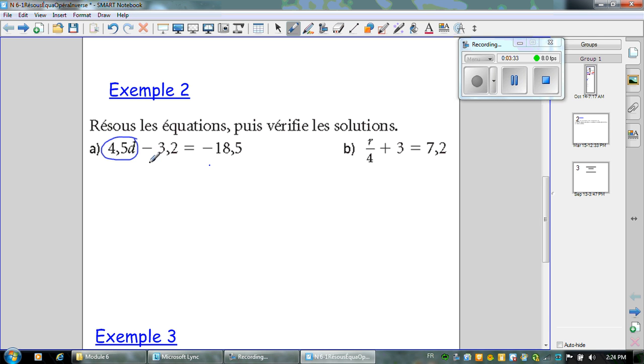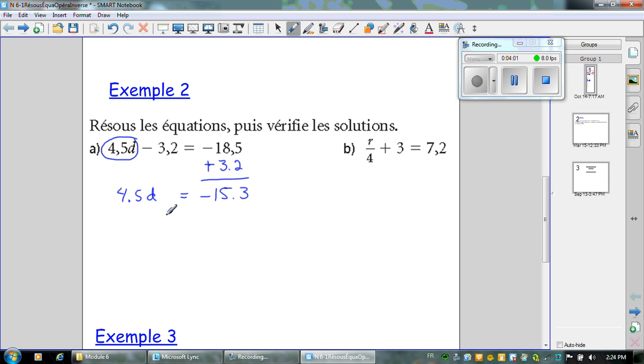So to find that number, I just need to add 3 and 2 tenths. I do the inverse operation. So that's negative 15 and 3 tenths. So that means that this number here is equal to 15 and 3 tenths.